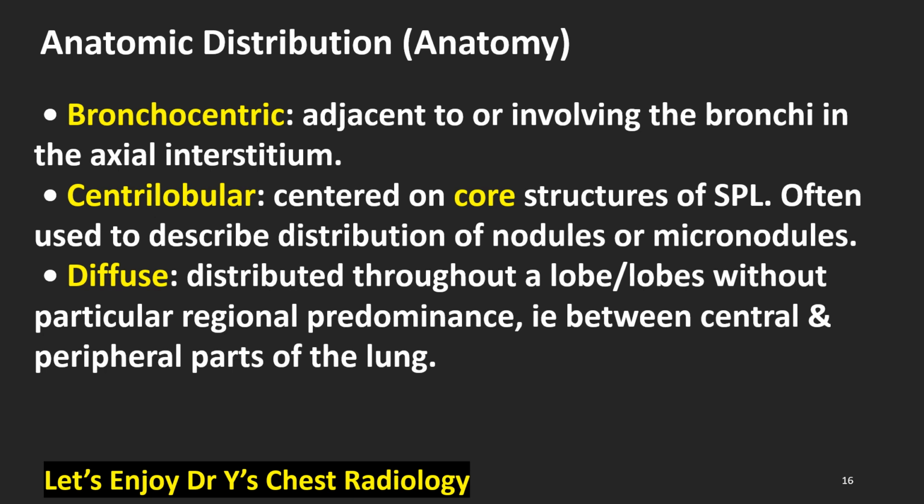Anatomic distribution. Bronchocentric: adjacent to or involving bronchi and the axial interstitium. Centrilobular: centered on core structures of the secondary pulmonary lobule, often used to describe distribution of nodules or micronodules. Diffuse: distributed throughout the lobe or lobes without particular regional predominance, i.e. between central and peripheral parts of the lung.